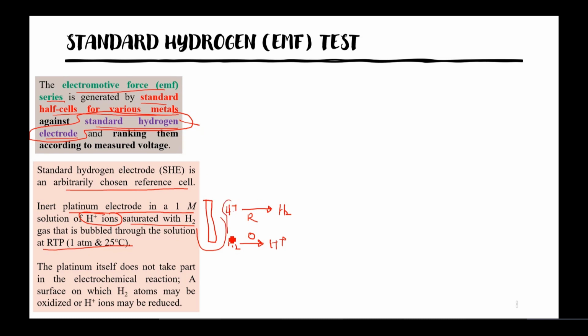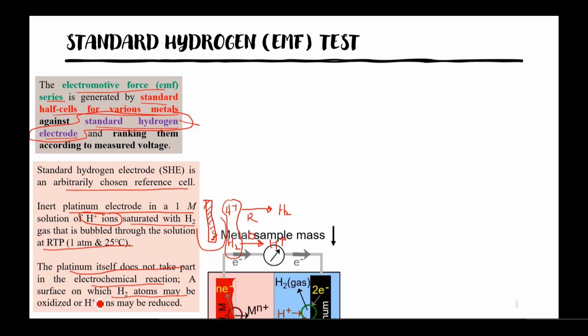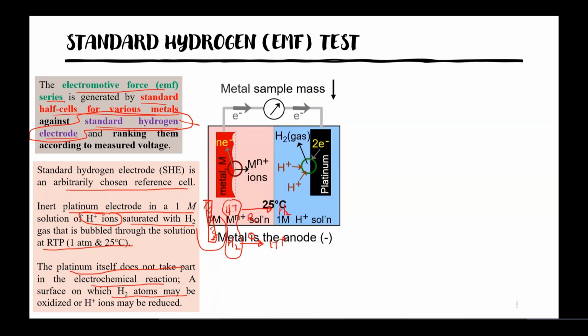You have both these species present, and the platinum electrode is an inert electrode which is used as the surface only. It provides the surface for the reaction. So the platinum itself does not take part in any electrochemical reaction. It is acting as a surface on which H2 may be oxidized or reduced.